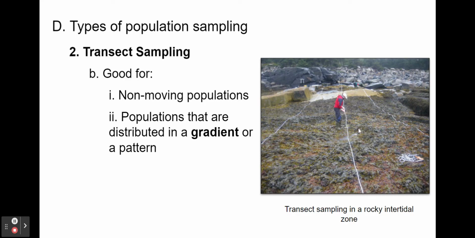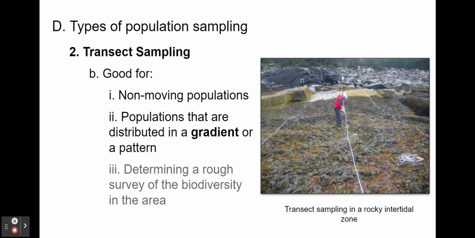So this is an area that's sometimes covered by the waves, sometimes uncovered. We think that the populations will change as we move further away from the ocean. And so we're going to stretch out our line and see, well, how does the population change as we move further away from the ocean? It's also good for determining a rough survey of the biodiversity in an area by walking along the line and counting what we see.